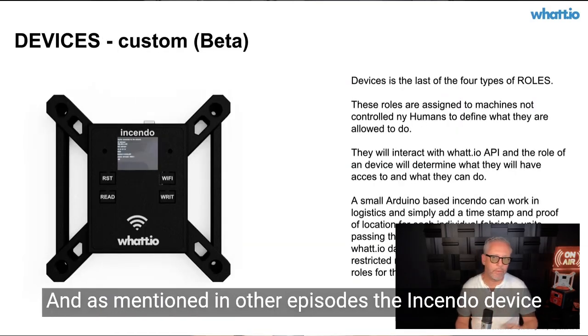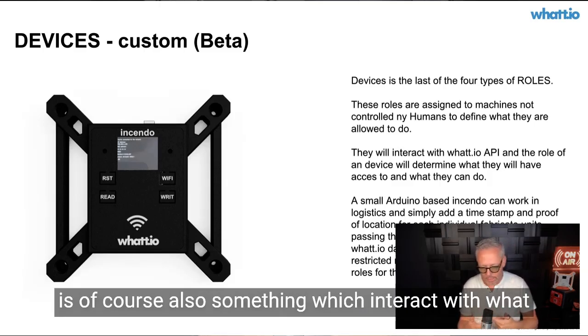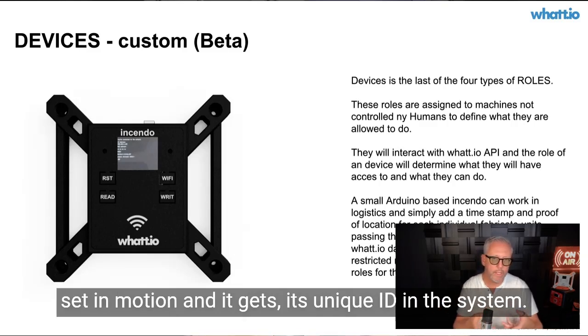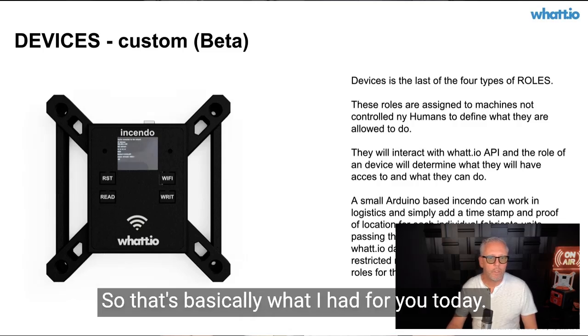And as mentioned in other episodes, the Incendo device is, of course, also something which interacts with the Watayo API when a product is born, when a product is first set in motion and it gets its unique ID in the system. So that's basically what I had for you today.